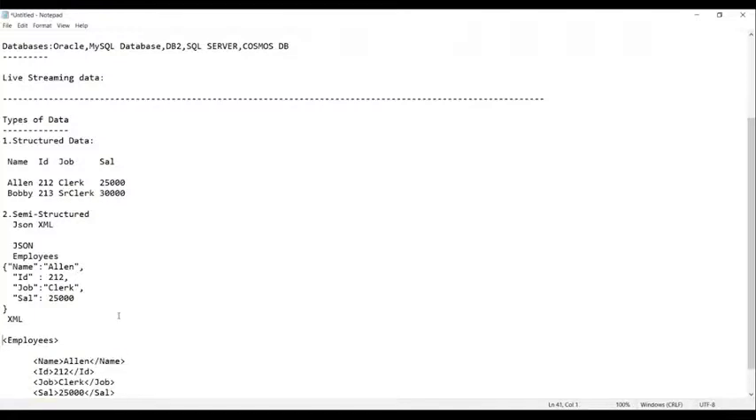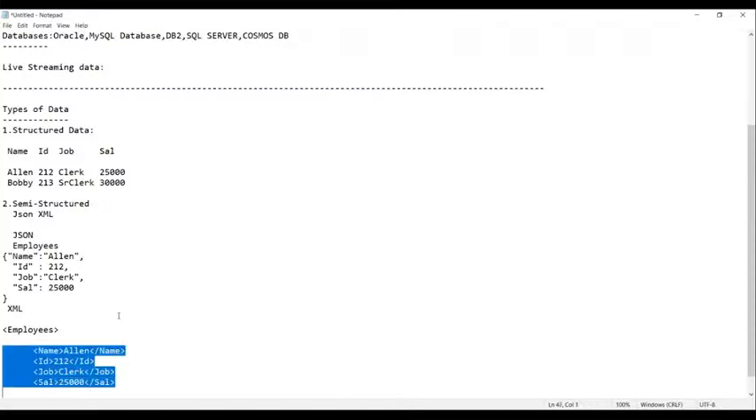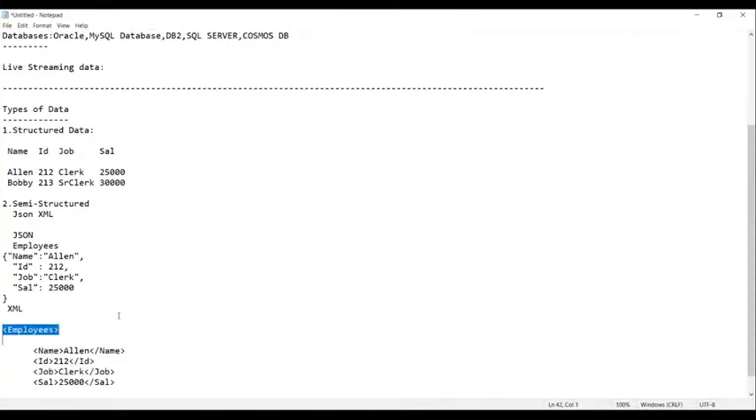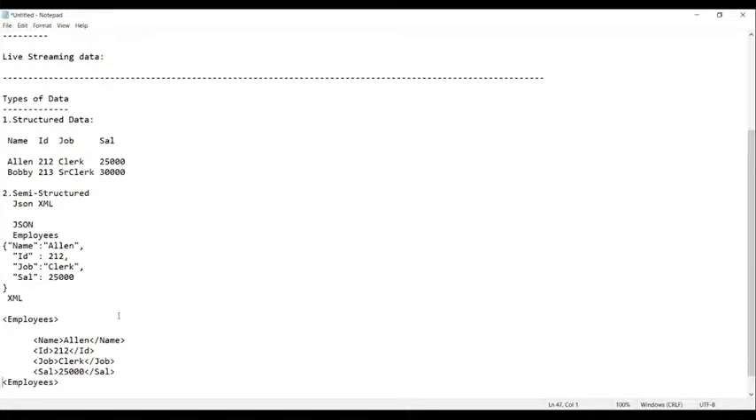Now, all the tags are opened and closed, but one tag is not closed yet. What is that? This is called a row tag. So close this row tag here at the end.